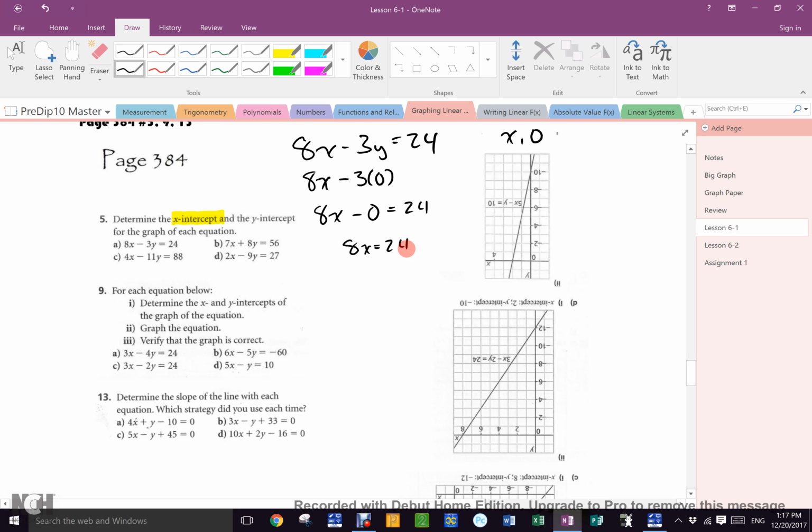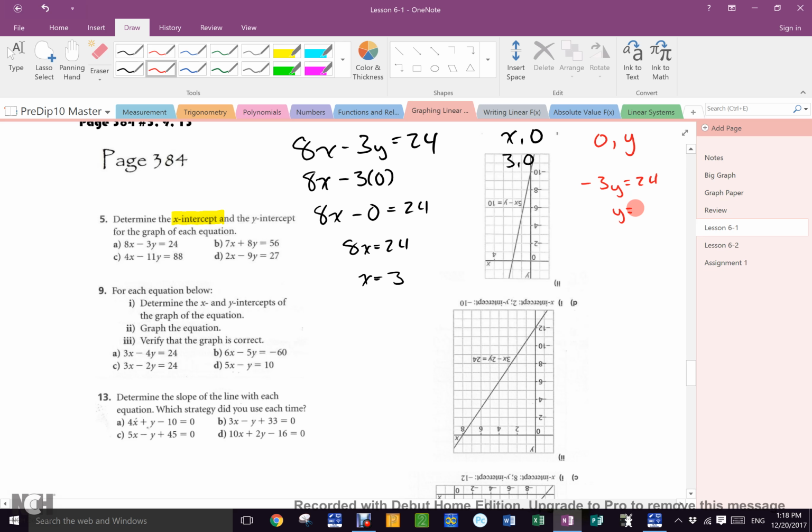Are you cool to there? Yeah. Okay, so what does x equal? 3. So if x equals 3, then what can I write right there? 3. So the x-intercept is 3 comma 0. Okay? Now, every y-intercept is 0 comma y. So the x value is 0. So what happens to this 8x? It turns into 0, and I'm left with negative 3y equals 24. So what does y equal?